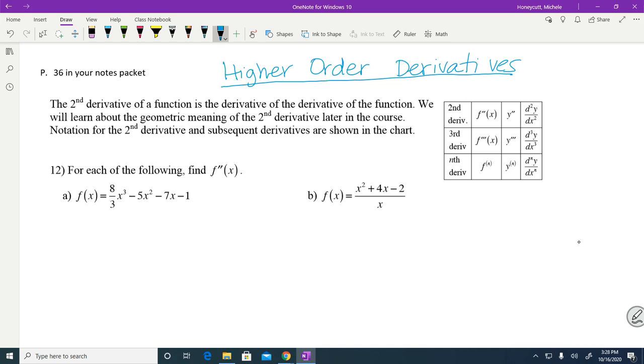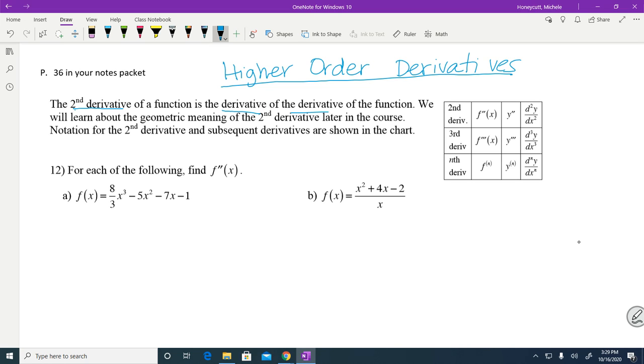So you'll hear me say, whenever we've been taking the derivative, we've been taking the first derivative. But you can take something called the second derivative by taking the derivative of the derivative. And we'll learn about the meaning of that later in the course. But for right now, you just need to know how to find it.